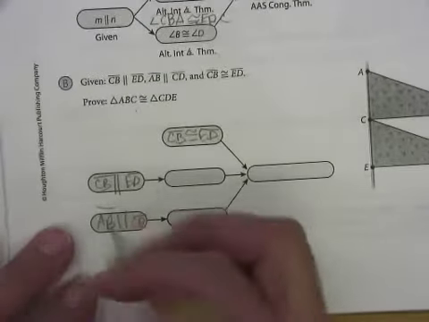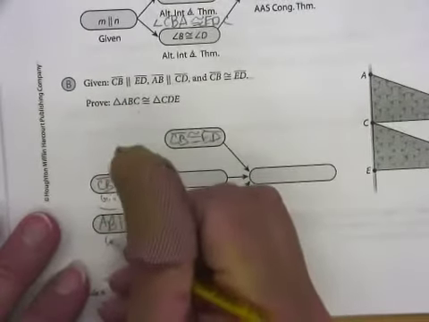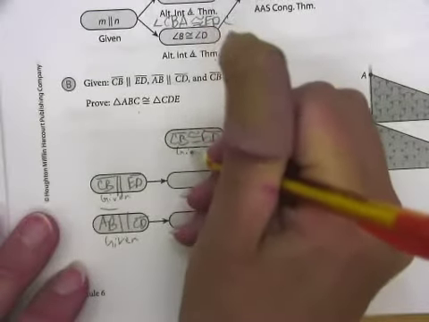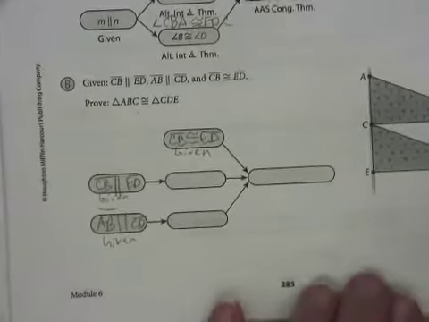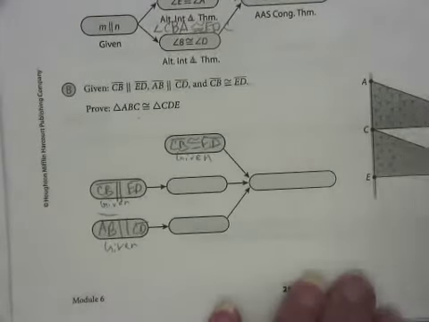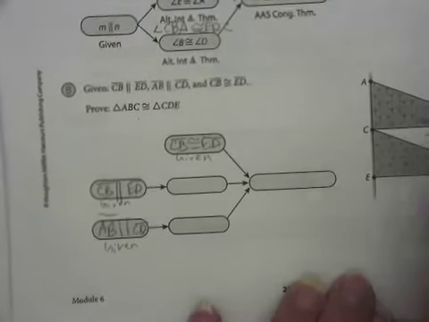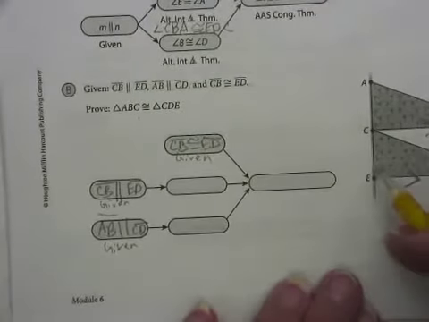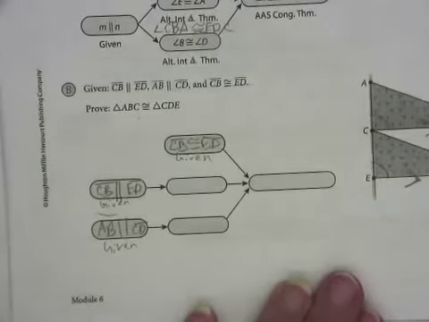I know that line segment CB is parallel to ED, and that segment AB is parallel to CD. So notice how up here our reasons are under our bubbles. Let's do the same thing in our proof. So this is given, this is given, and this is given.